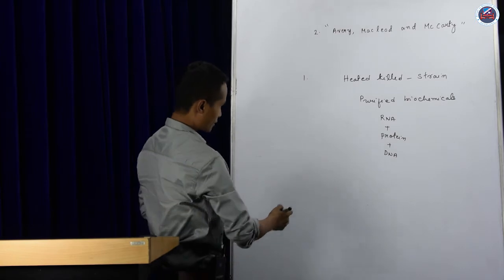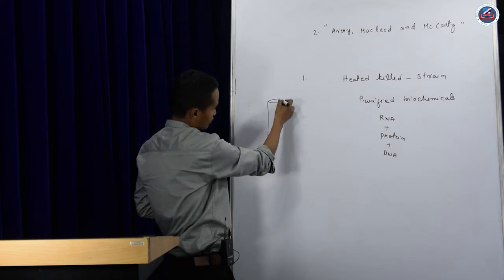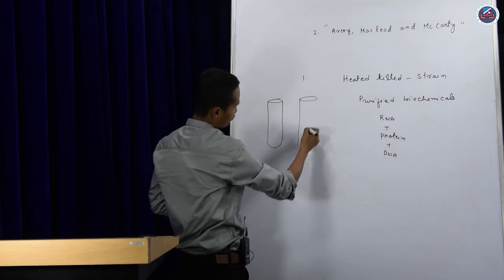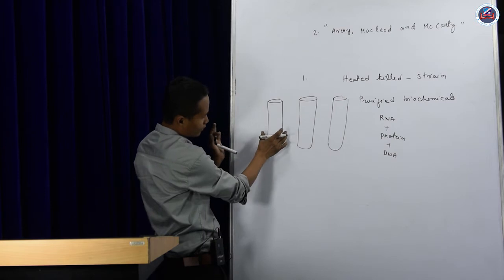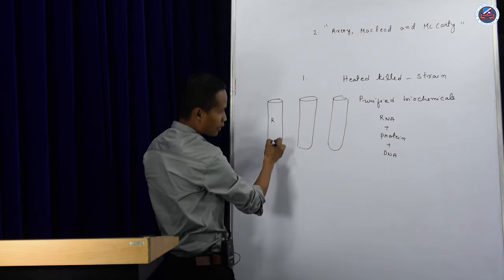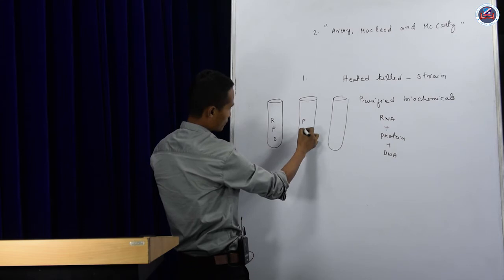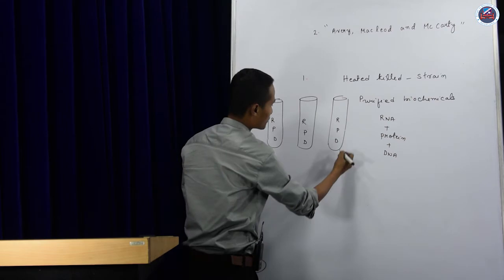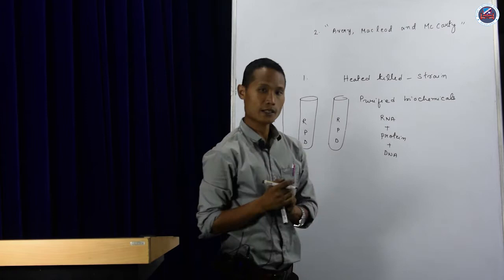Let's see it in the form of a diagrammatic presentation. So this is our test tube, this is another test tube, and this will be the third test tube. Now in the test tubes we have RNA, I'll just write R, P for protein, and DNA, in all the test tubes. So they purified these biochemicals from the heat-killed S strain.